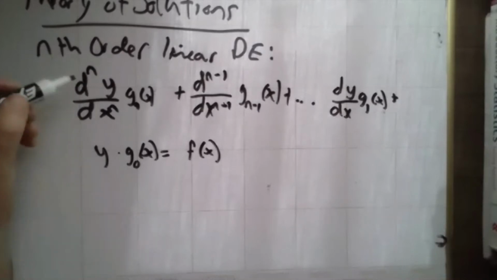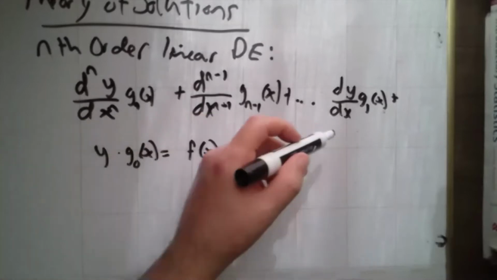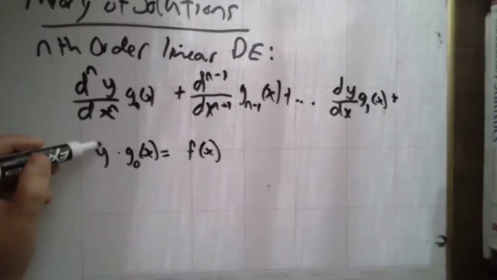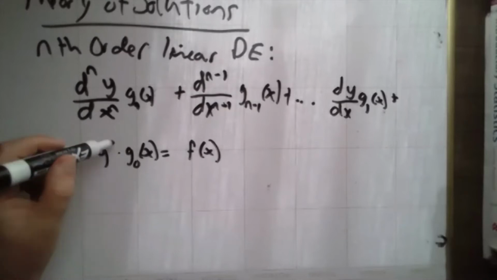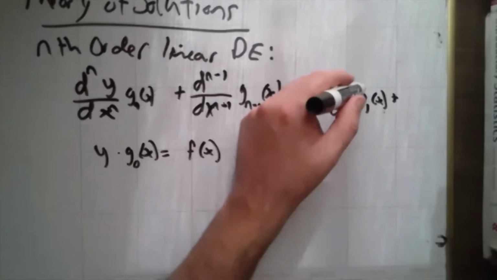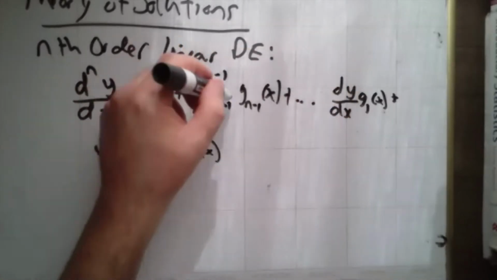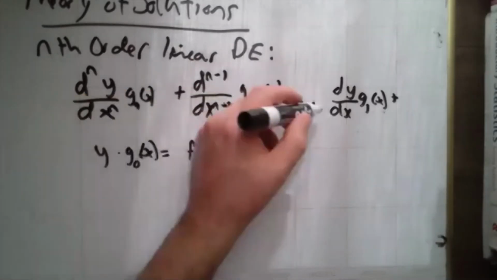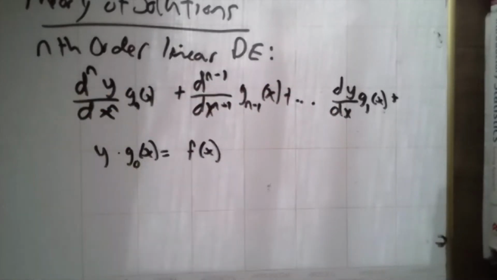This is nth order because our highest derivative is n. It's linear because all my functions of y here are to the first order. In fact, really the only function of regular y is right here, and it's just y to the first. And then we have y prime to the first, y double prime to the first, and so forth. Now, this is the most general kind. These in general are very, very difficult.